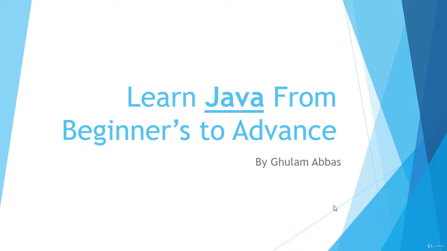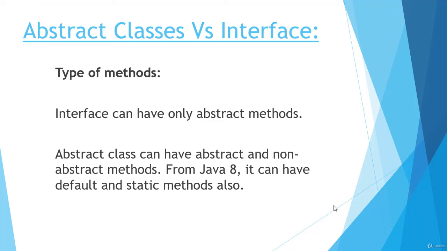between them. So first of all, types of methods. Interface can have only abstract methods. We know that in interface we can only create the abstract methods, but the abstract class can have abstract and non-abstract methods, and from Java 8 it can have default and static methods also.